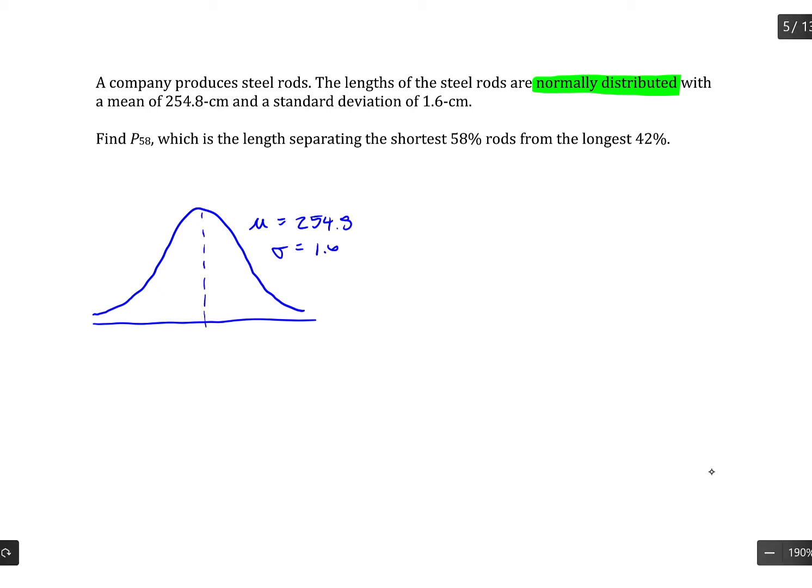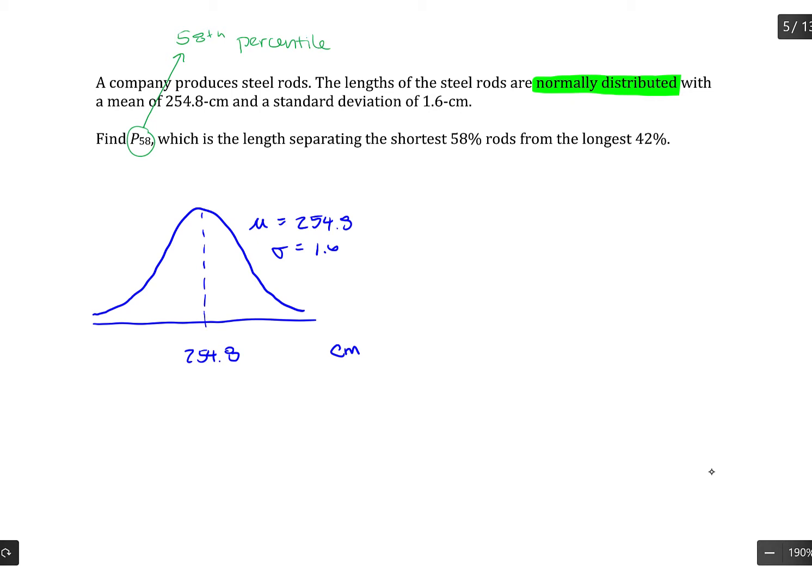So the mean is right in the center. And these values here, 254.8, are measured in centimeters. So the axis here is a number of centimeters. All right, now find P sub 58. So what that means is the 58th percentile. That's how you read that.